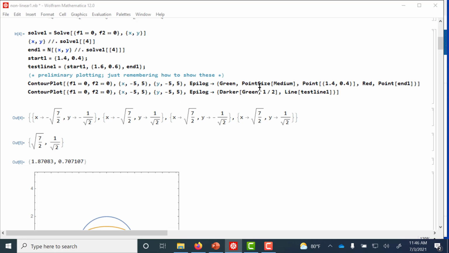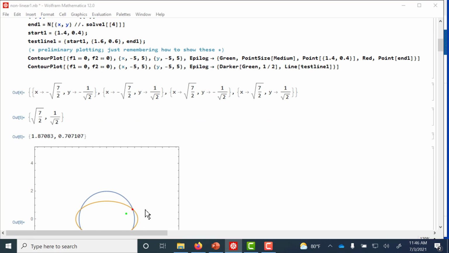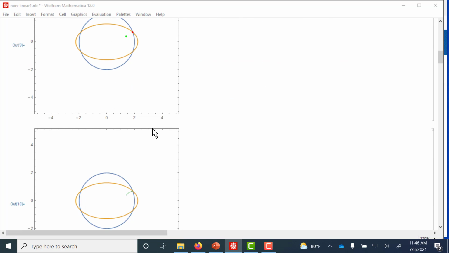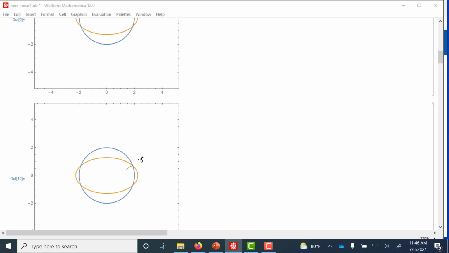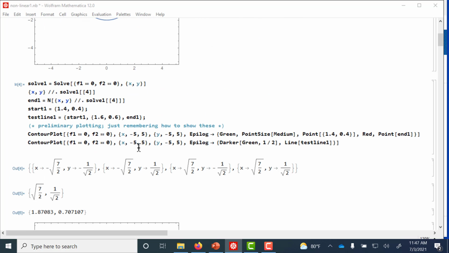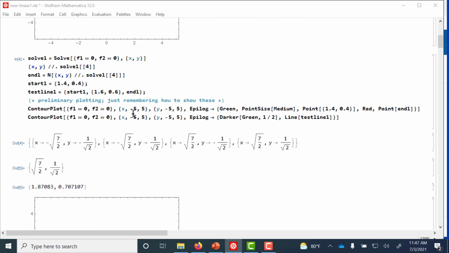I add these epilogues where I add a green point, which is my start point, and then I added a red point, which is my end point. So I'm just showing you some different things I was playing around with to do the presentation. Then I did a little test to show, using the Epilog function, that I could, yea, verily, plot between the start and the end point.